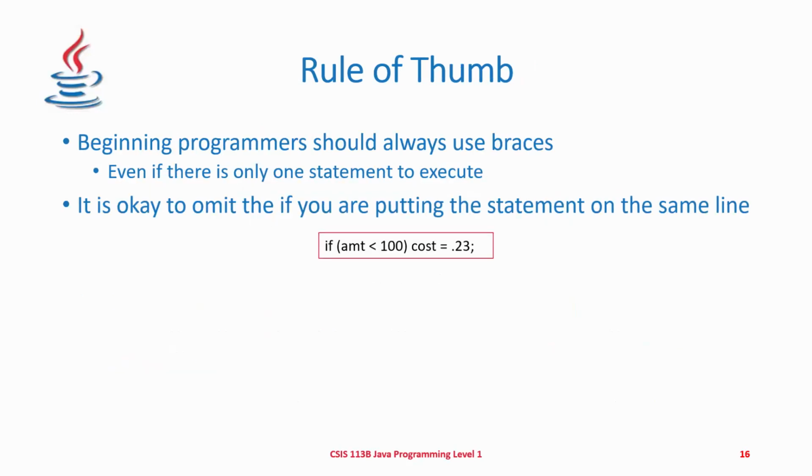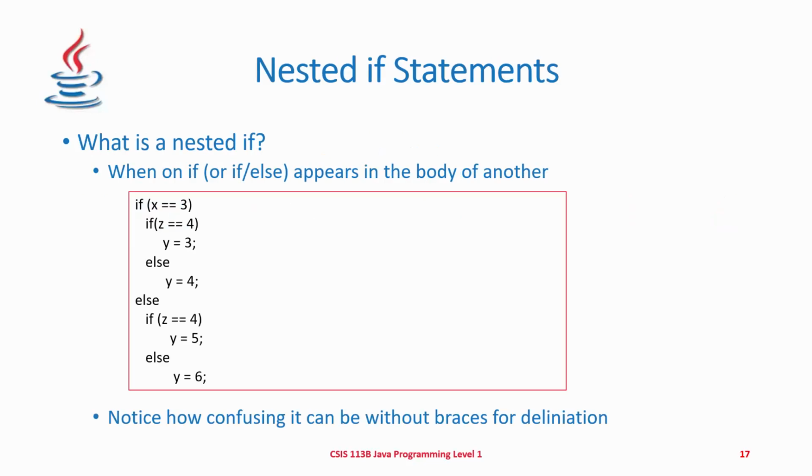In fact, the rule of thumb for beginning programmers is to always use braces, even if there's only one statement to execute. I find that actually makes things a little easier to see. It's okay to omit them if you're putting the statement on the same line, because, again, you're looking for readability. Now, you can nest if statements one inside of another.